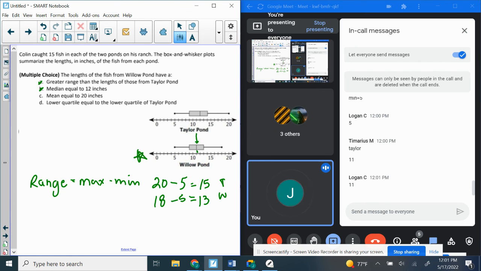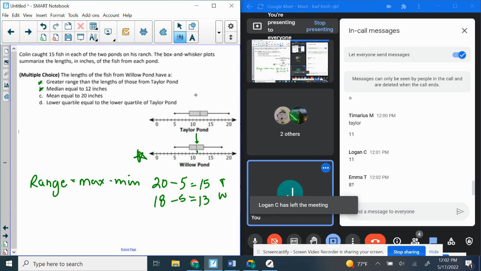So last but not least, the lower quartile is equal to the lower quartile of Taylor's Pond. What is the lower quartile of those two ponds' value? Do you remember what lower quartile is? So that's at Q1. So this is our lower quartile. This is our upper quartile. The difference in those is your IQR. Yeah, it looks like it might be 9.